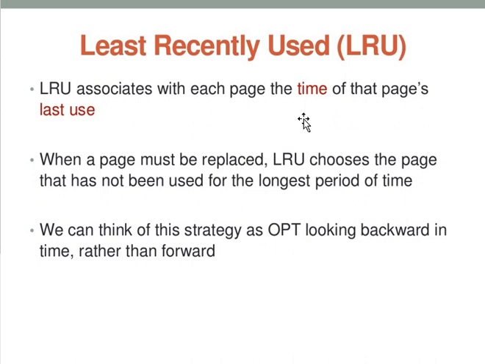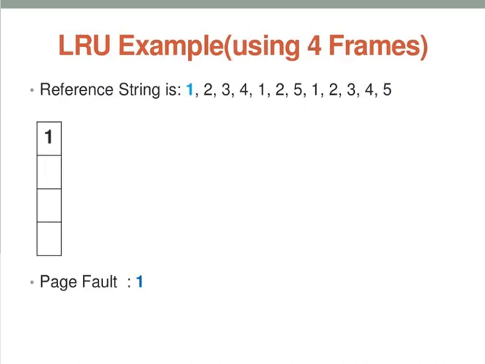So when a page must be replaced, the LRU chooses the page that has not been used for the longest period of time. We can think of this strategy as OPT looking forward in time, rather than backward. So let's explain and understand this example by using four frames. For the LRU, we solve this example using four frames as well as three frames.